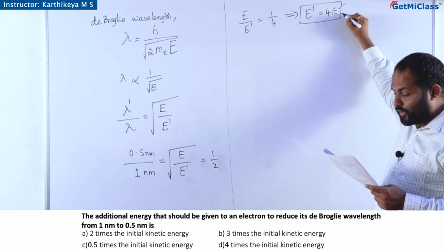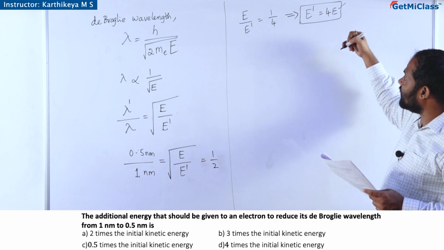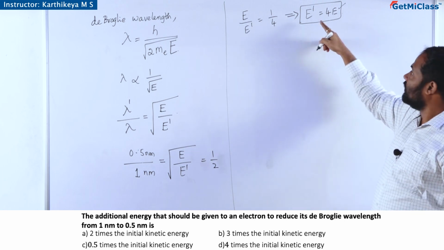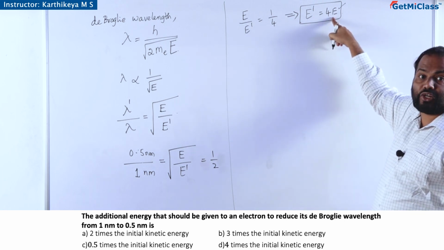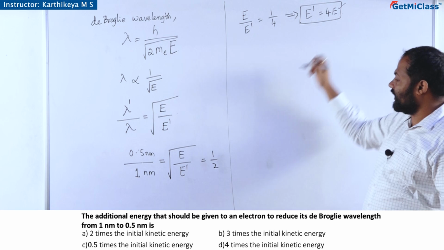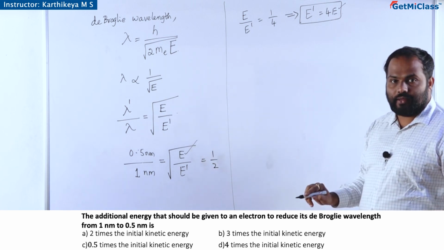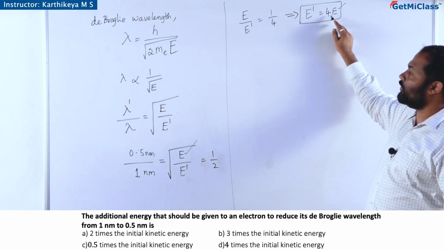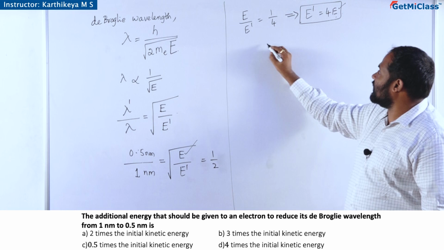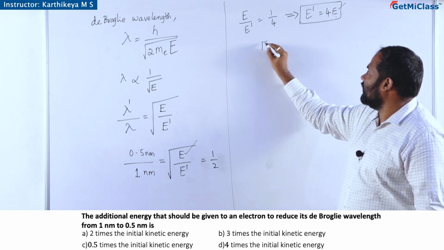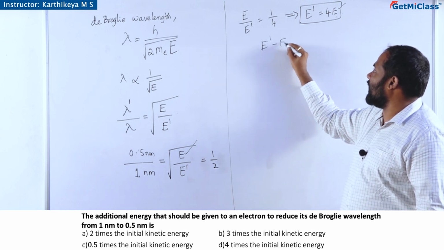But look at the question. Additional energy should be given. This 4E should be the final energy in total. Already it has got an initial energy E. Final energy should be 4E. So, the additional energy given should be the difference that must be added.